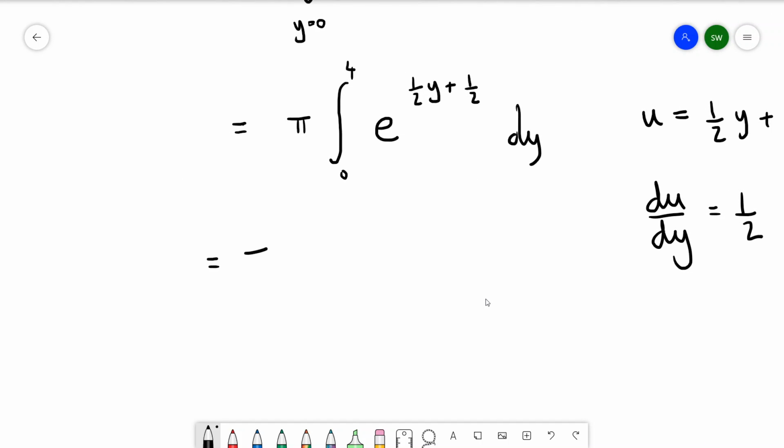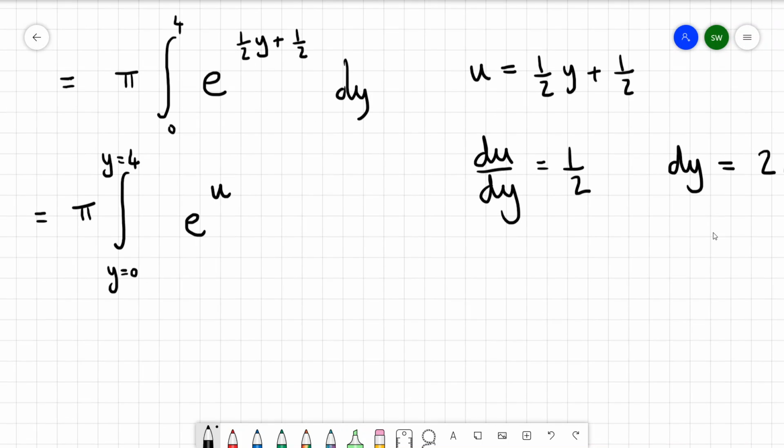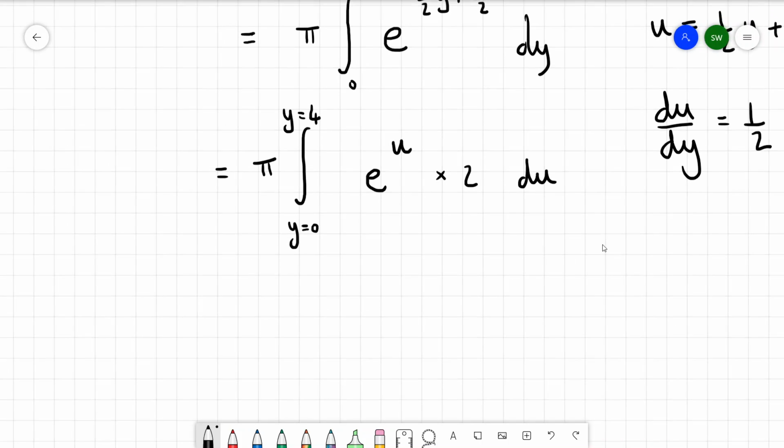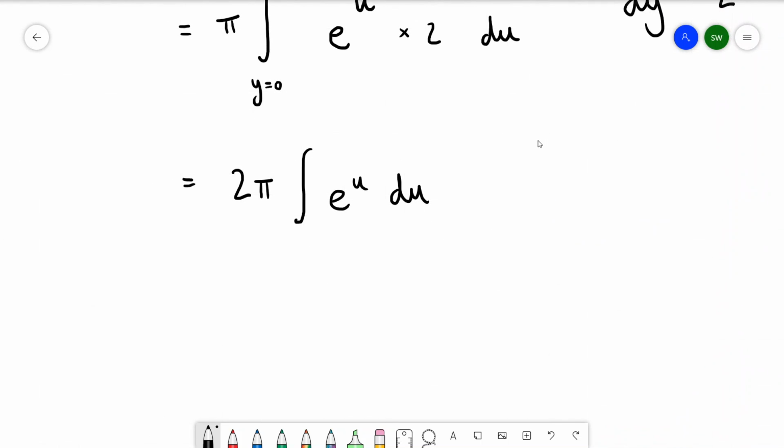So we're going to have pi integral. Now I'm not actually going to change the limits, so I'm just going to leave it as y limits for now. Or the alternative method is you could change the limits, but you'll see why I'm not going to in a second. So we're going to have e to the u, and then we're going to replace dy with 2 du. Okay, so I'm going to take the 2 outside the integral, and when I integrate e to the u with respect to u, we're just going to get e to the u.